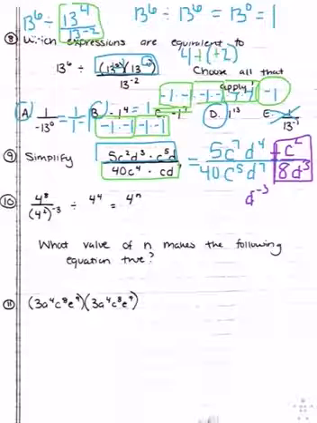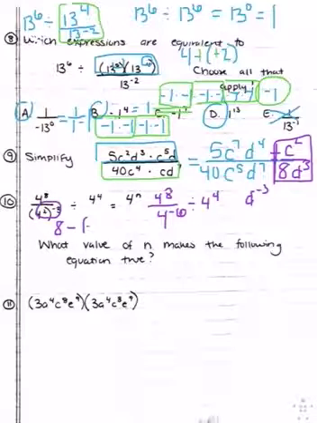Number 10. 4 to the 8th divided by 4 squared raised to the negative 3rd divided by 4 to the 4th equals 4 to the n. What value of n makes the following equation true? So I'm going to start with raising to a power, and I notice that my problem becomes 4 to the 8th over 4 to the negative 6th. When raising to a power, we multiply the exponents. 2 times negative 3 is negative 6. Now we're dividing, so I'm going to subtract my exponents. 8 minus negative 6. When we subtract, we have to keep, change. So I keep the 8, I change subtraction to addition, and I change a negative 6 to a positive 6.